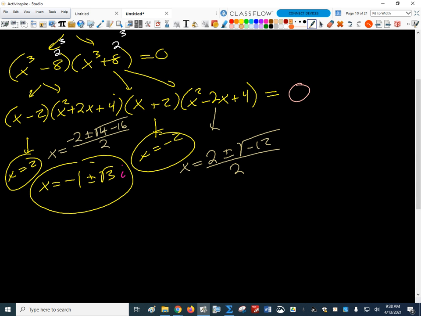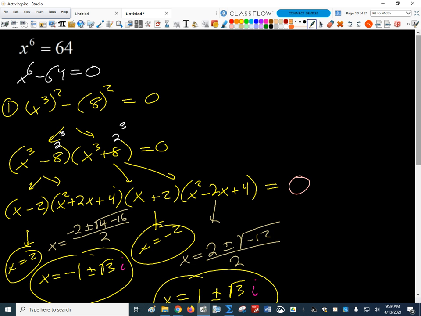And so I end up with almost the same. I get 1 plus or minus square root of 3i when all the dust settles. Okay? There's all 6 of my solutions. Okay? Not a bad deal. Okay, what would have happened here? We can shut this one down pretty fast, I bet.